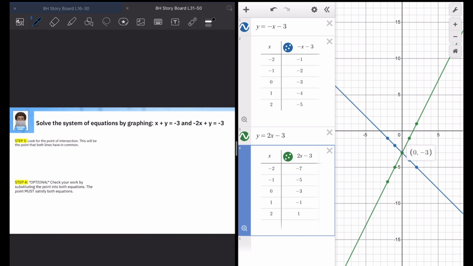And what evidence do you use? You can write the solution in your notes. And there you have it. The solution is 0, -3. Now, you could go a little bit further.